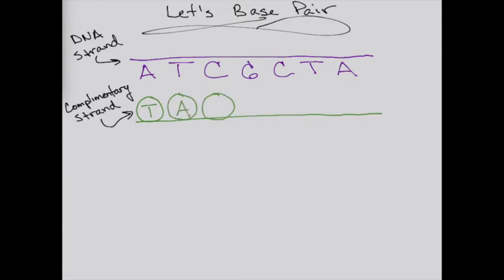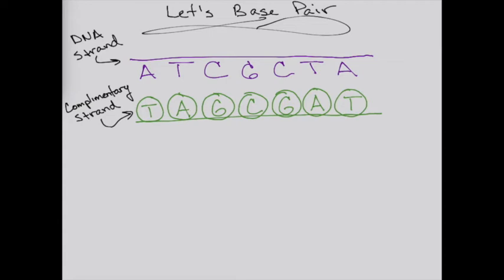Adenine. It gets to cytosine. What base should it add? Guanine. It gets to guanine. What base should it add? Cytosine. It gets to cytosine. What base should it add? Guanine. It gets to thymine. What base should it add? It should add an adenine. And it gets to adenine. What base should it add? A thymine. That is simple DNA base pairing.